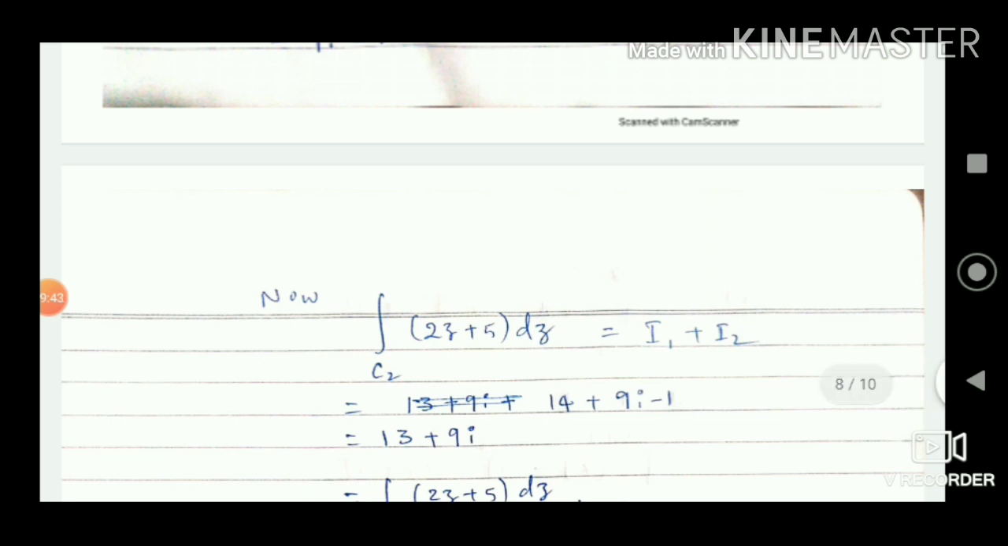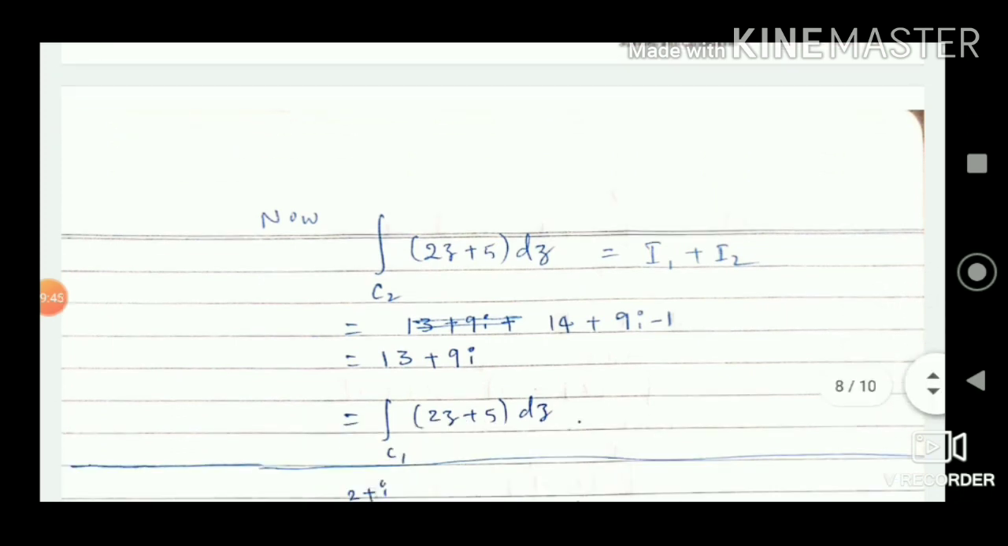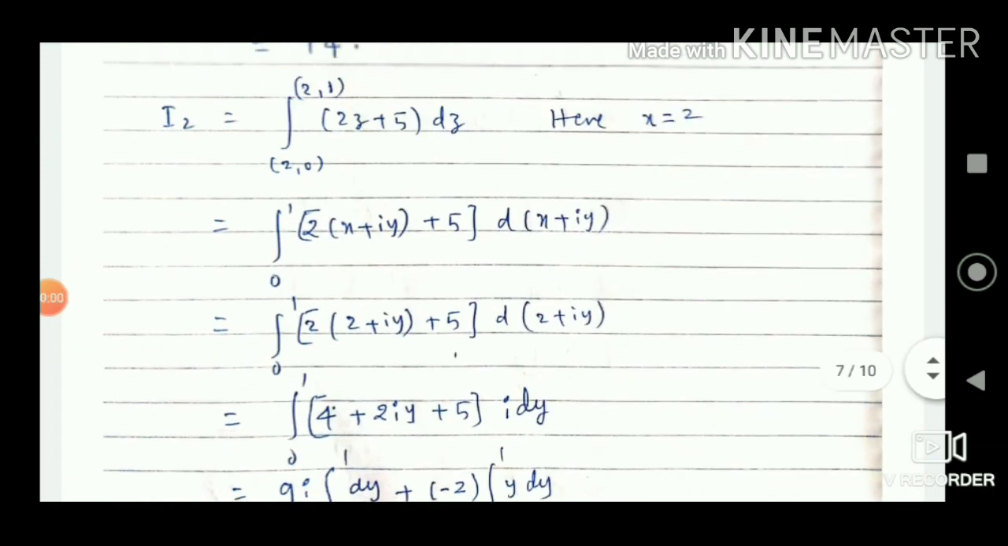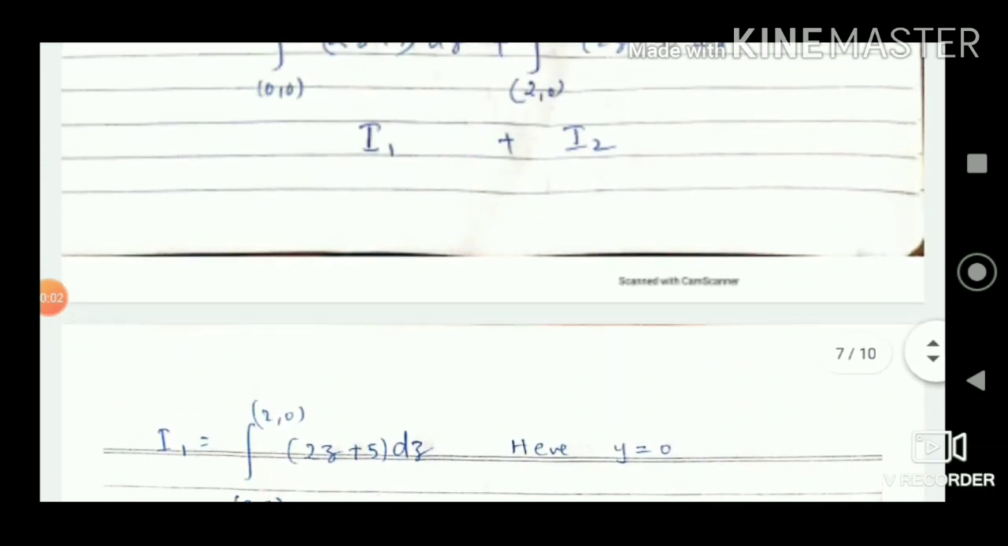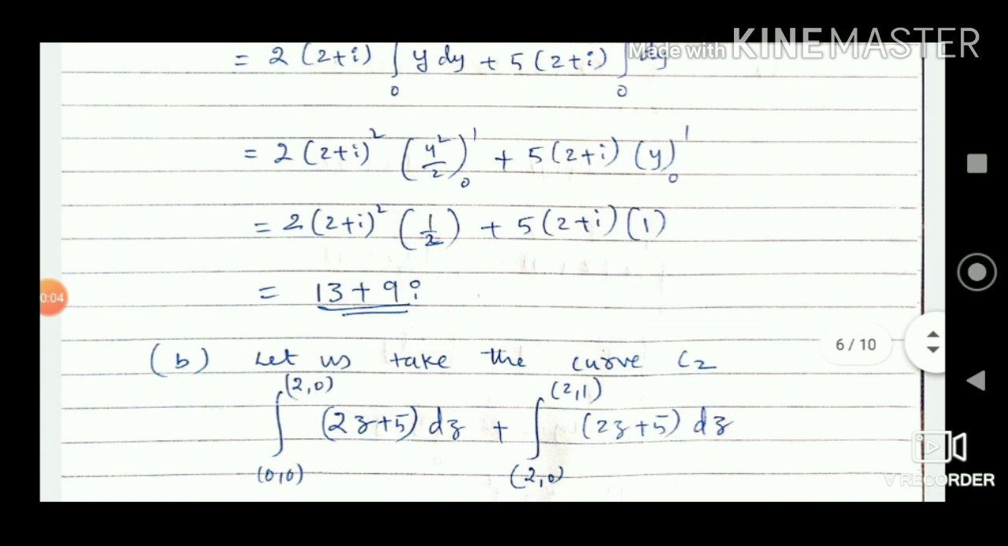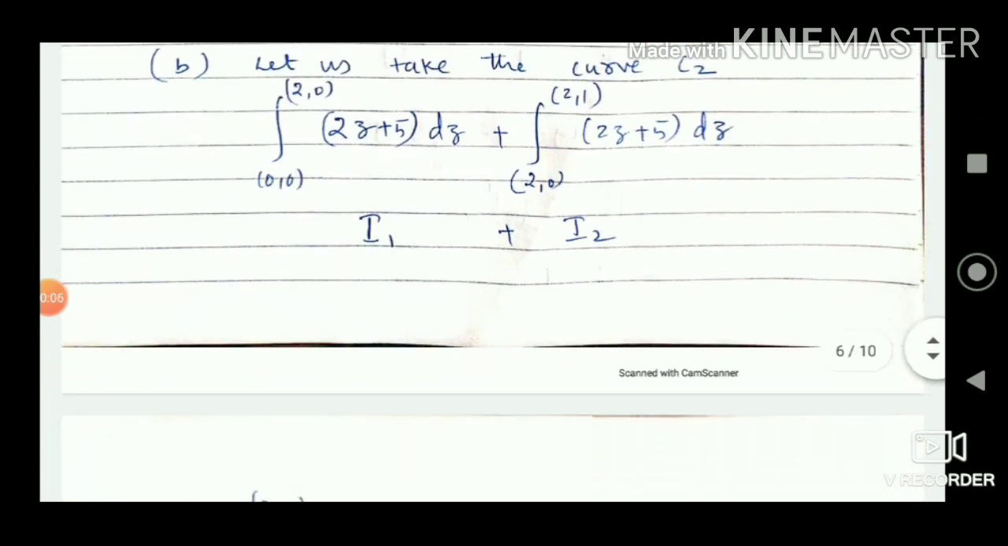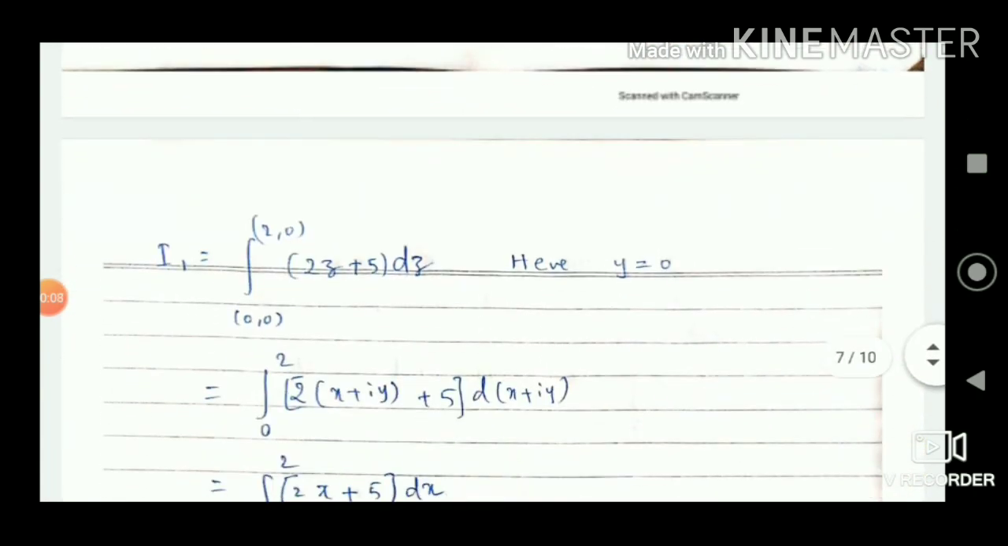Now let us see. I1 I got 14, and I2 I got 9i minus 1. If I add I1 plus I2, I am going to get 13 plus 9i. But this is the same as the answer obtained in A. Let us see here, 13 plus 9i. So, the answer is path independent.